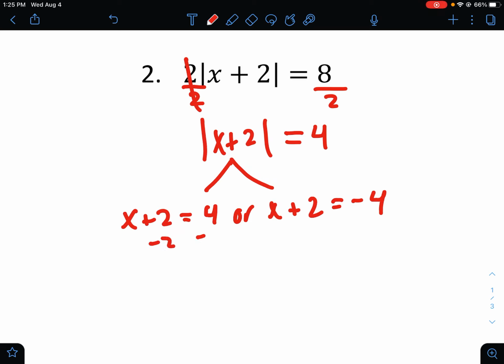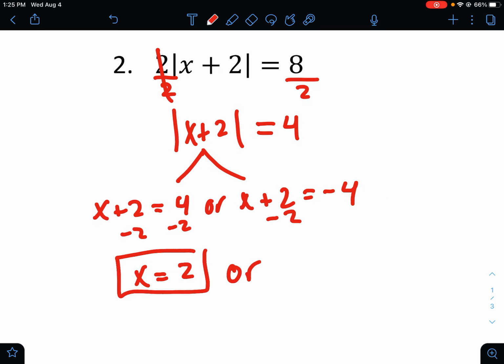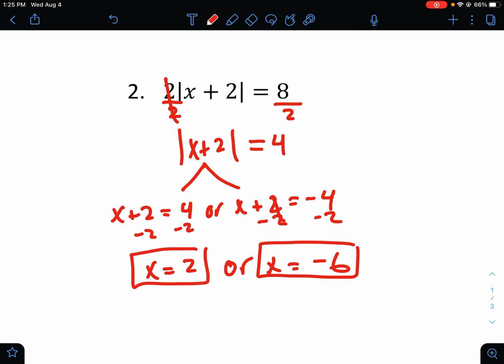When I solve here and subtract the 2, I get x equals 2. Or x could also be x equals negative 6. So either one would work. One or the other would work. And you could check it.